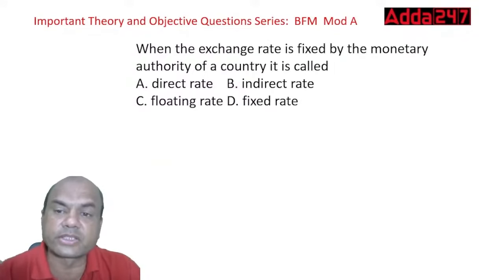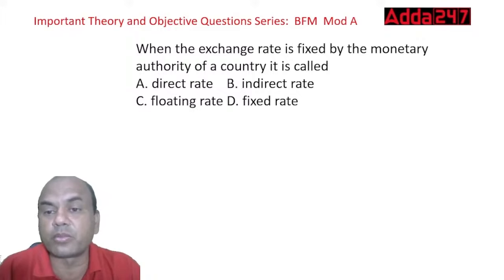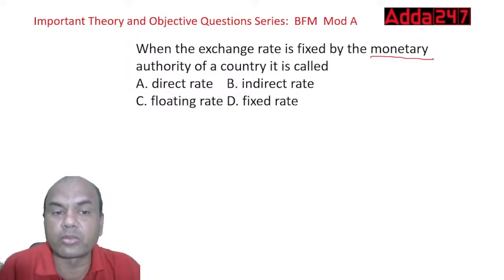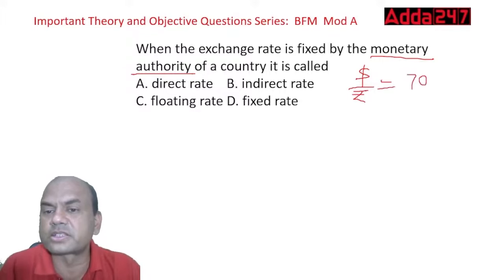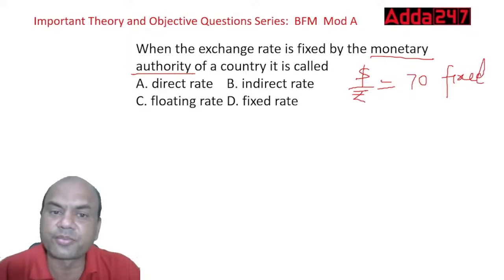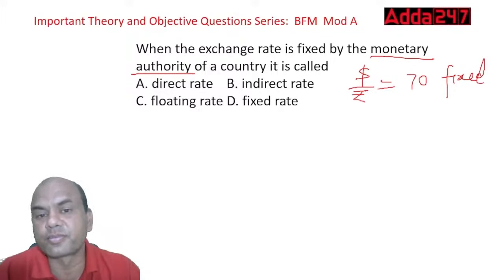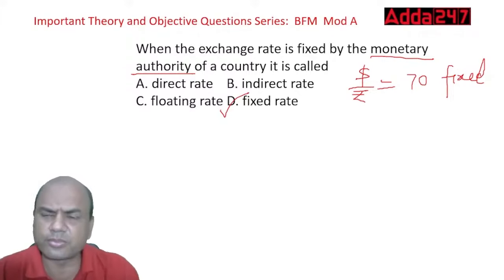When the exchange rate is fixed by the monetary authority of any country, what is it called? Say the RBI tomorrow says the dollar to INR rate is, let's say, 70 rupees, fixed, with no changes. It will not fluctuate. It is fixed by the monetary authority. So what is it called: direct, indirect, floating or fixed? It is called fixed, isn't it? It is fixed by the monetary authority of that country.